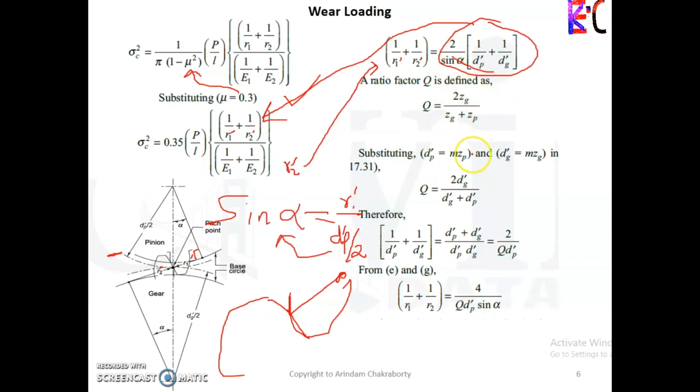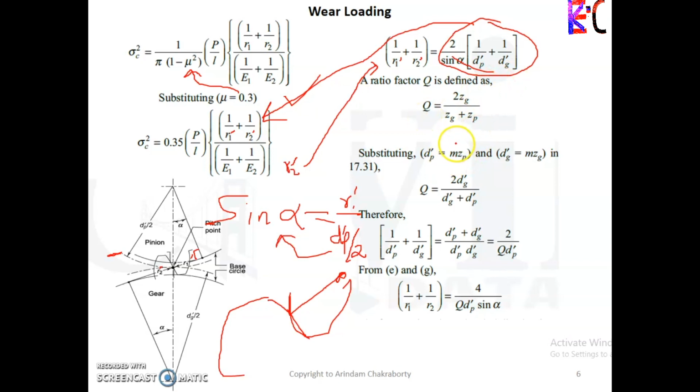So the Q factor depends on this. If you want to calculate in terms of the pinion, you have to put ZP over ZG plus ZP. The same thing remains, only it changes here, because the ratio factor will remain the same for the two gears in mesh. That means the module is nothing but a ratio, and Q is also a ratio which represents the same thing as the module, but the other way around.